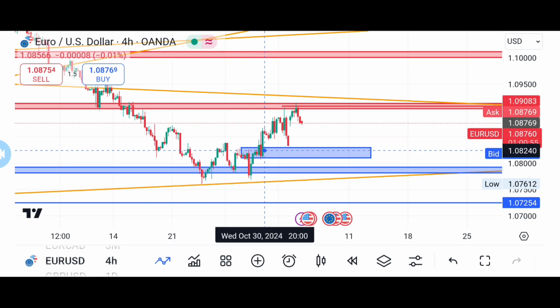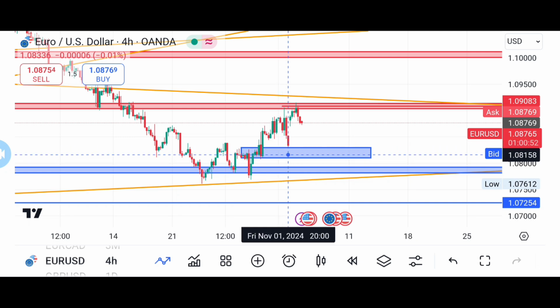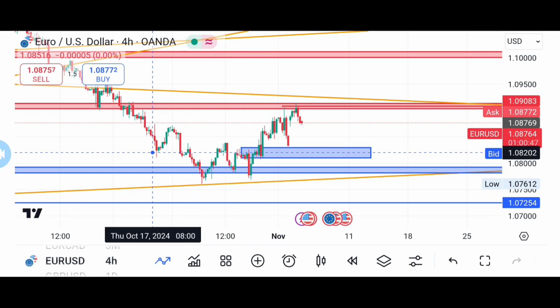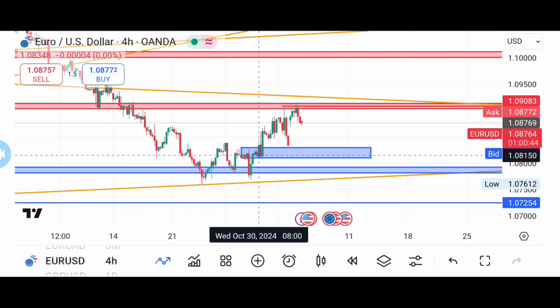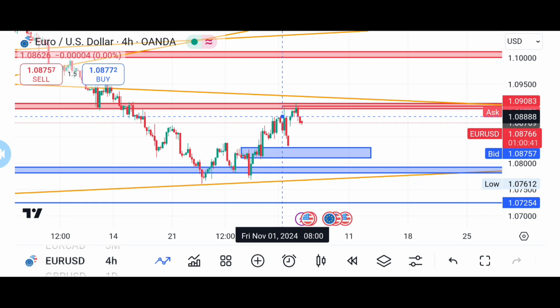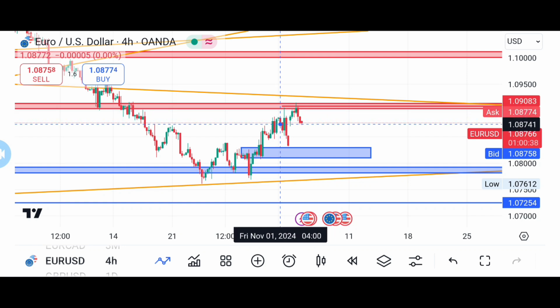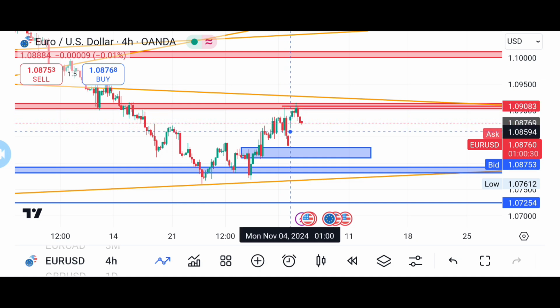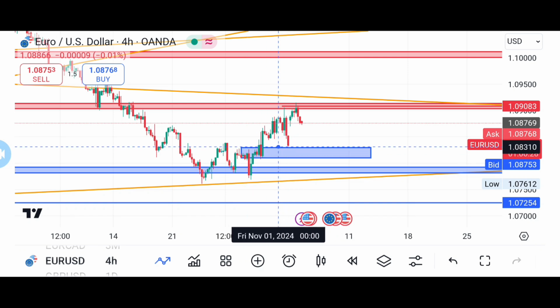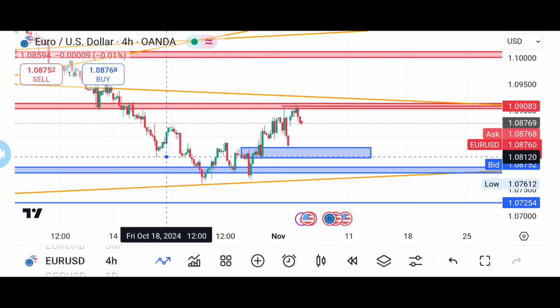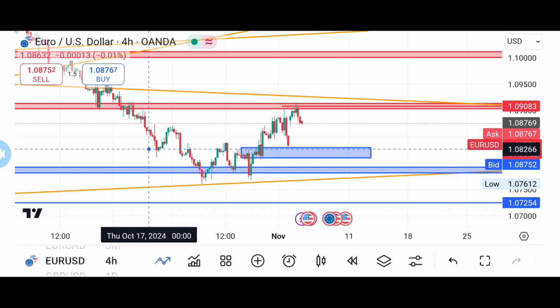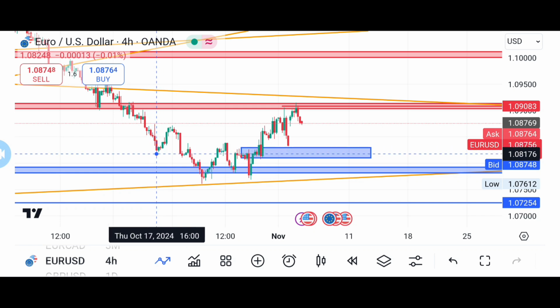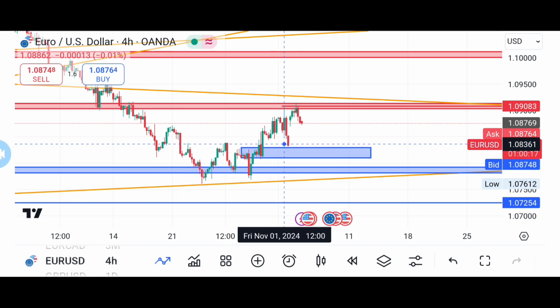Can you remember the video from last Friday, if I'm not wrong? I told you guys we have a possibility of an inverse head and shoulders here. The moment I saw this green rejection here, I told you the price might retrace back to form the left shoulder of the inverse head and shoulders, because this will be our right shoulder and then this will be our left shoulder.